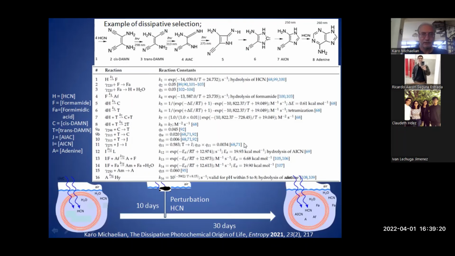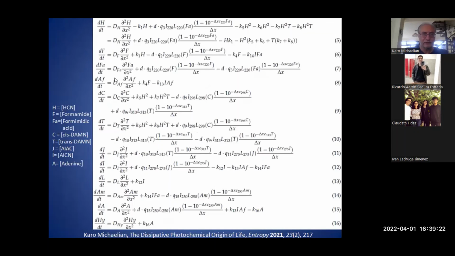So this is the set of equations, including the diffusion, and this is the rate of change of, for example, hydrogen cyanide as a function of time. These are the chemical reactions, and these are the photochemical reactions.